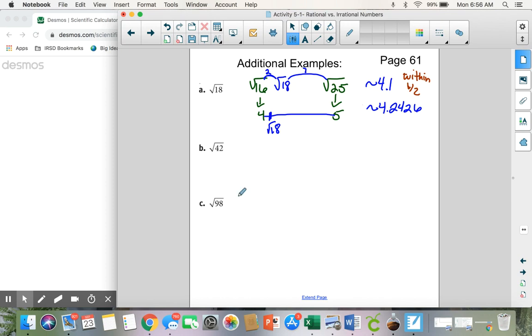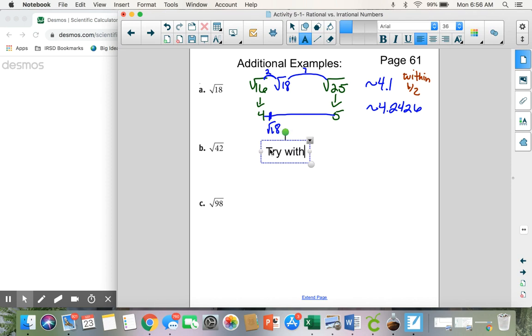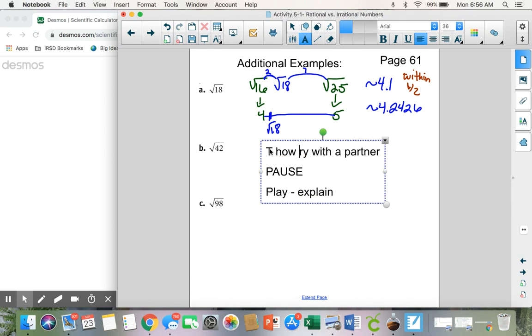All right, we're going to do the next two. I want you to try the next two on your own. So try these two with a partner. And then, so right now you're going to hit pause. And then I want you to hit play, and I will explain how I did them.